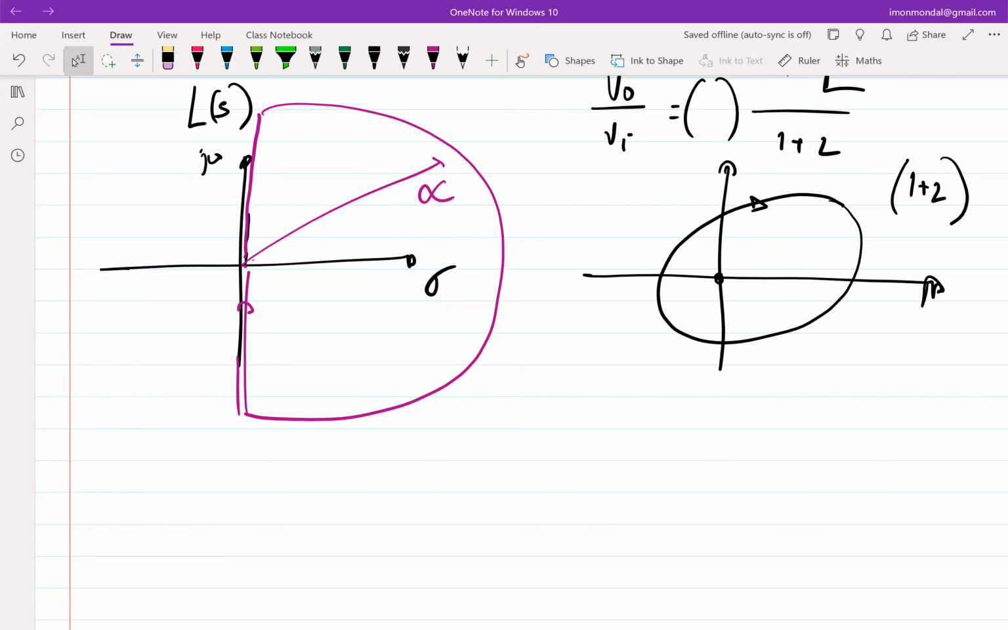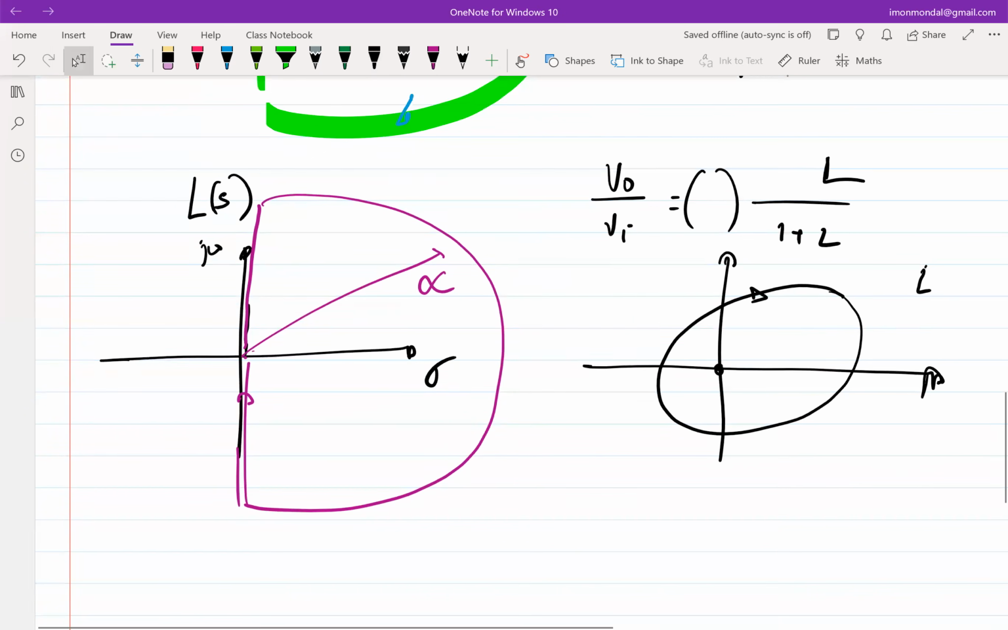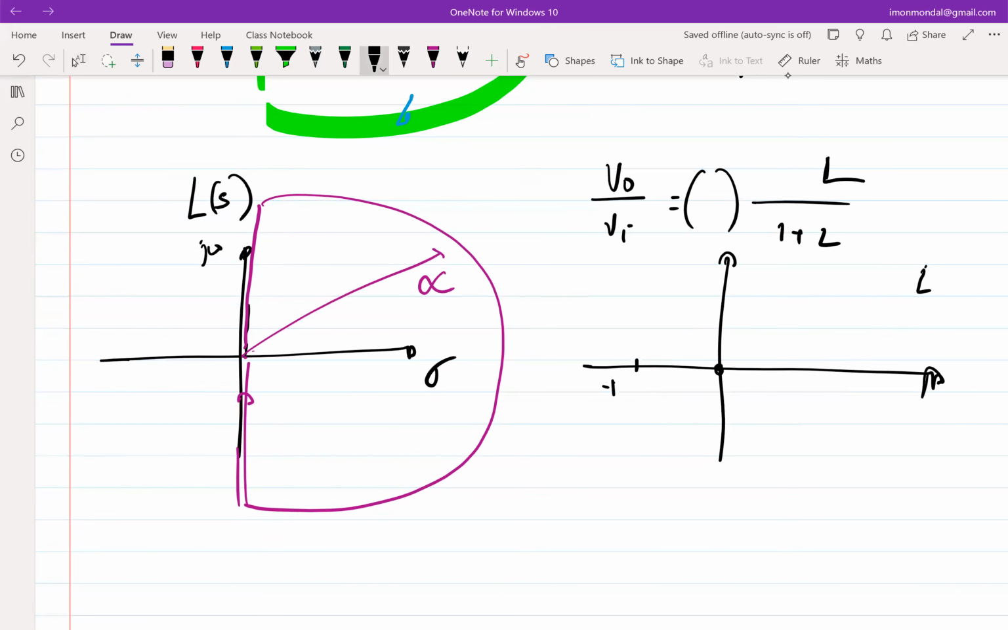Right? So he then went ahead and said that I will not bother about 1 plus L, because L we already know, right? L we know fairly easily. So my key point of interest is minus 1, 0, right? And I will see if this happens. If this happens, I know I am unstable. If this doesn't happen, then I am stable.